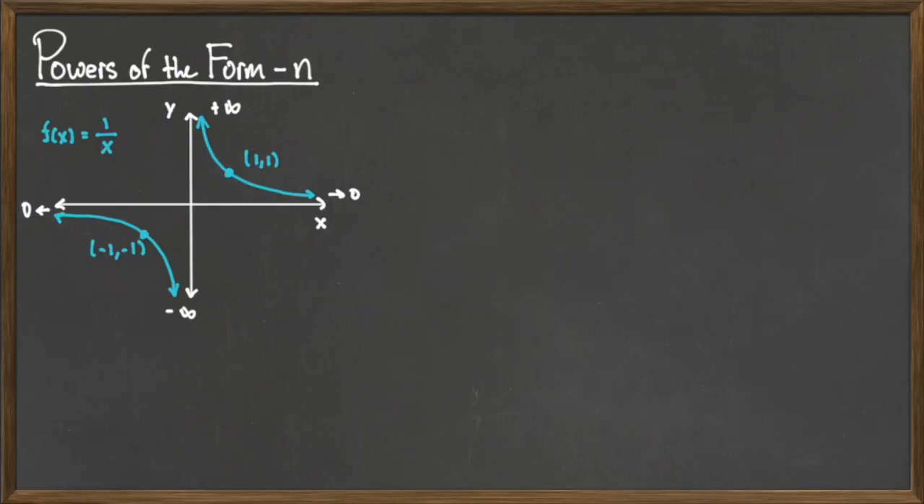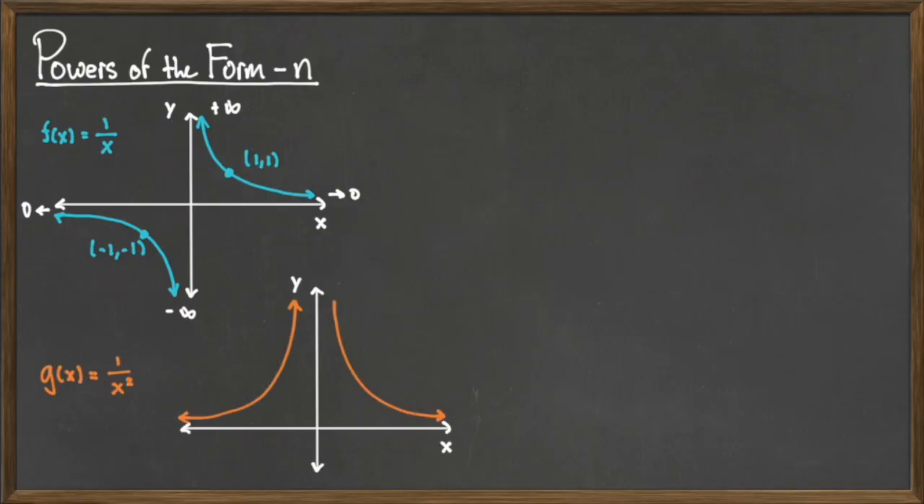Now that we've seen f of x equals 1 over x, let's look at g of x equals 1 over x squared. Here we see a fairly similar graph, but because I'm squaring values, everything flips above the x-axis and becomes positive. So in this case, it looks like as the graph approaches the y-axis from both sides, it goes to positive infinity. But as my x values get infinitely large, my graph is tending to 0.